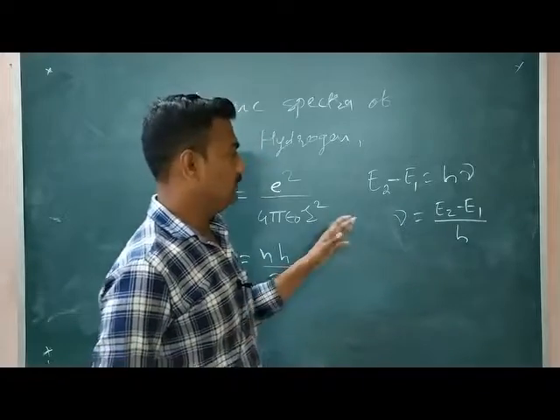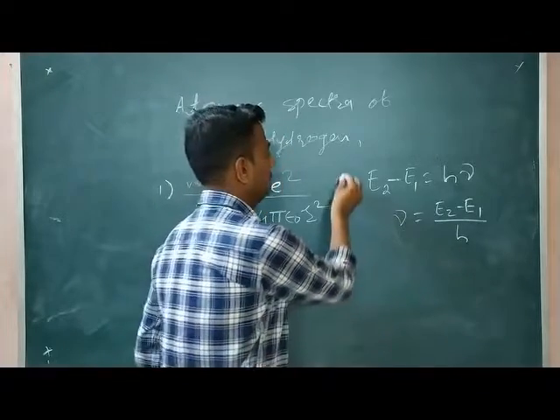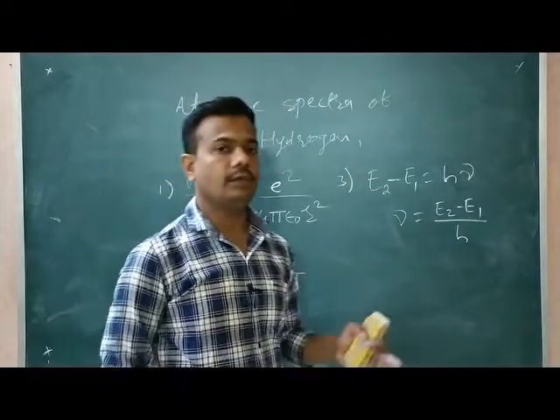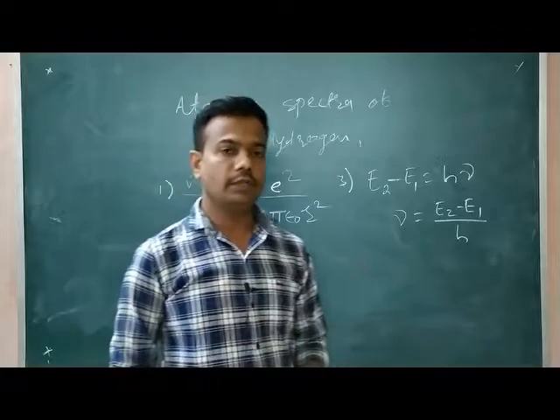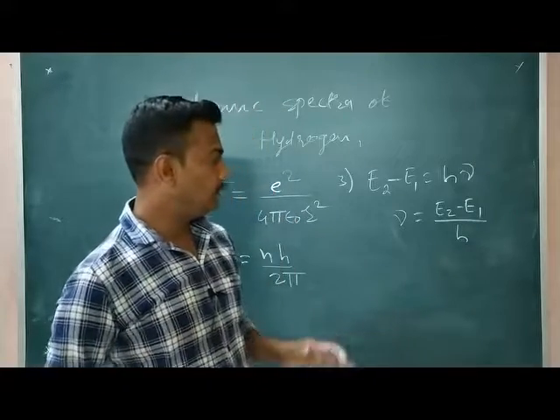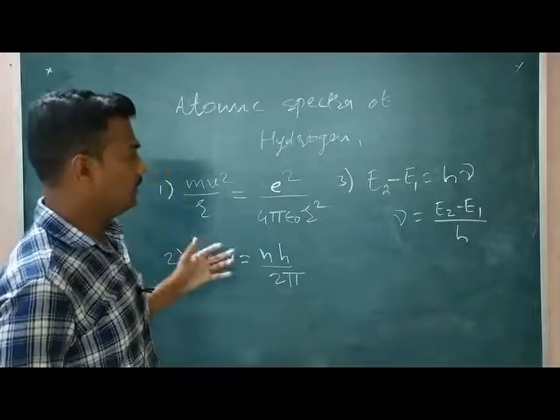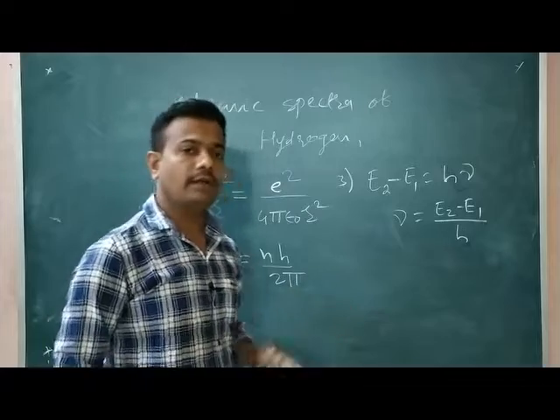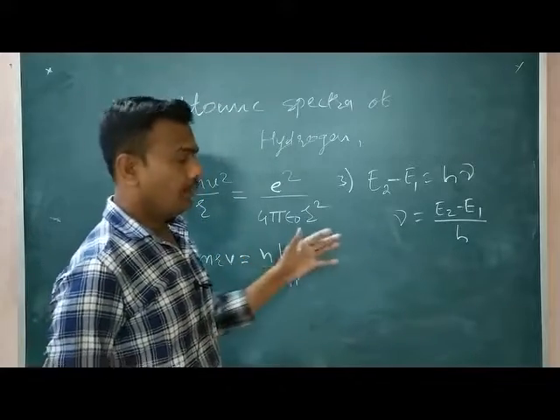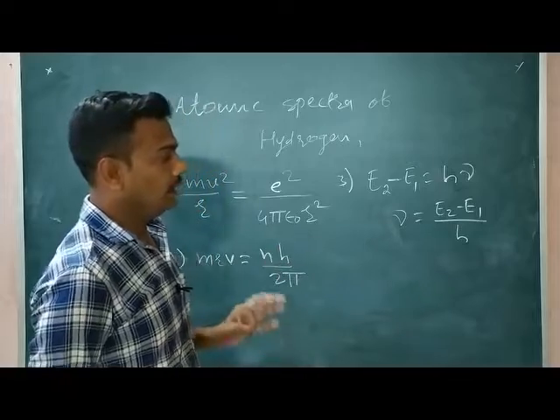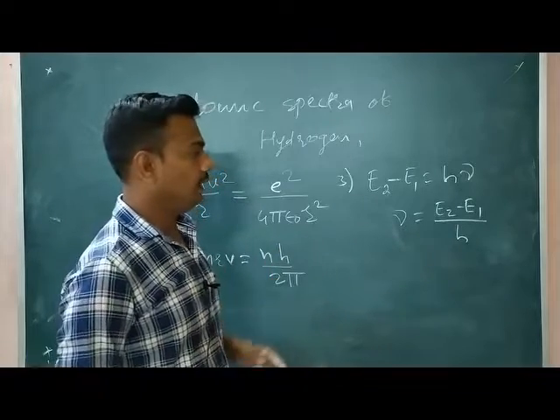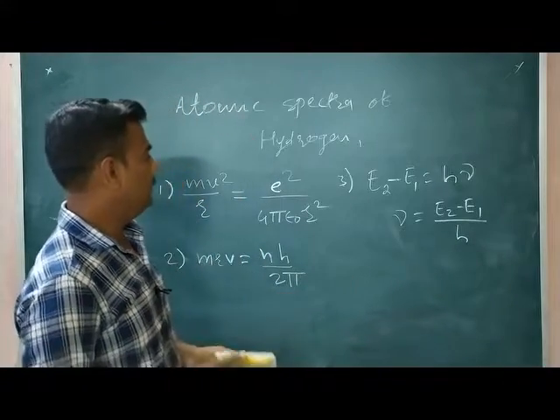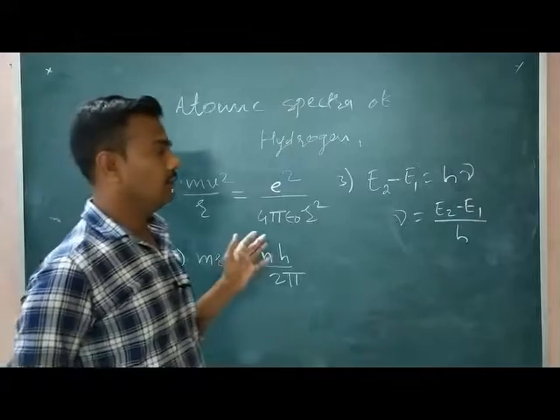So these are the three postulates. This is the third postulate. Bohr's atomic model is based on these three postulates. For studying the atomic spectra, we first calculate the radius of the orbit, then we calculate the energy, and then we see what happens due to different transitions. So remember these three postulates.